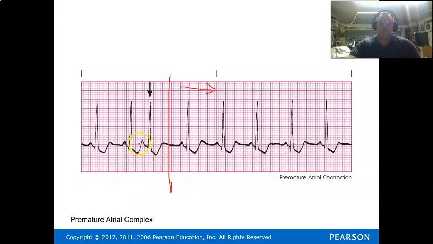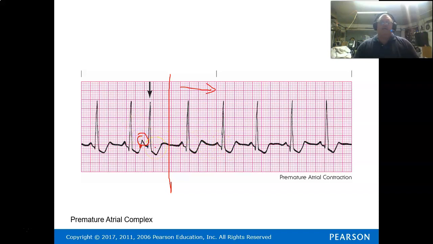Notice how this P wave started a whole lot earlier than it was supposed to. Matter of fact, some might even argue, wait a minute, this might be the end of the T wave. And I would say that's actually a very valid argument, except notice how that little peak goes a little bit higher and looks a little bit different.